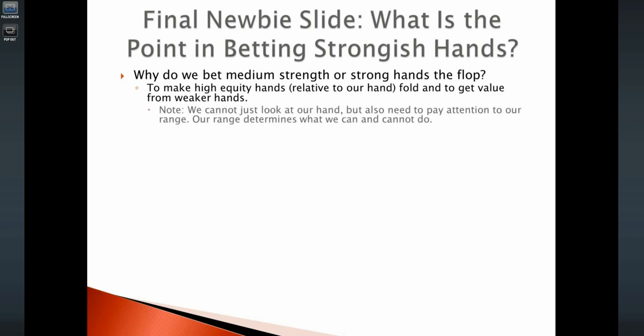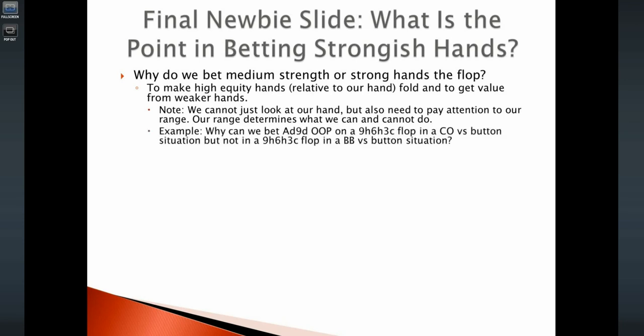Easy enough. Note, we cannot just look at our hand, but we also need to pay attention to our range. Our range determines what we can and cannot do. So, overall, we have to have a good sense of how our range looks, but for the most part, we're still going to be betting the flop with our specific hand, because remember, in theory, we always have to take the most profitable line with our hand at every single point for it to theoretically make sense. So we look at our overall range, and then we look at our overall hand, and with our hand, it should make sense to bet by making high equity hands fold and to get value from weaker hands.